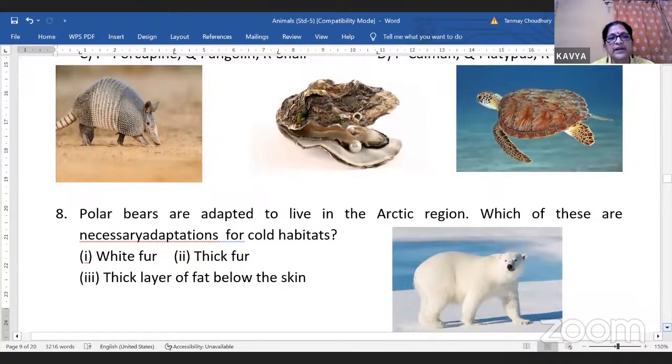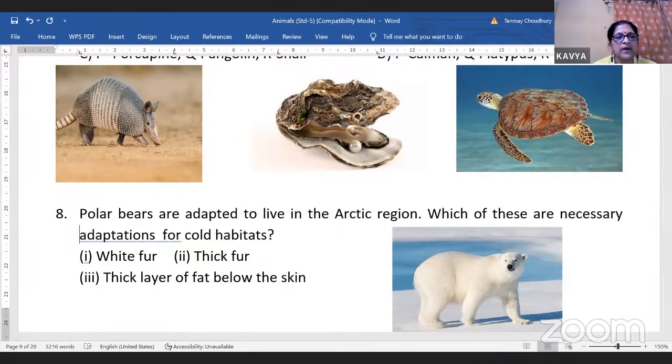Polar bears are adapted to live in the Arctic region. Now, this is the polar bear. This is how the polar bear looks. Which of these are necessary adaptations for cold habitats? Adaptations. Again, this word has come. What is the meaning of adaptation? Adaptations are certain features which help the animal or plant to live comfortably in their habitat, in their homes.